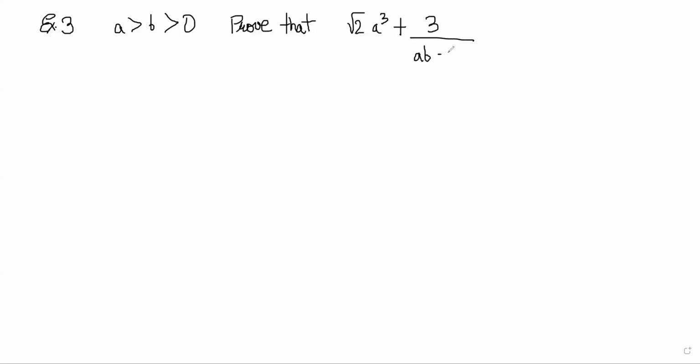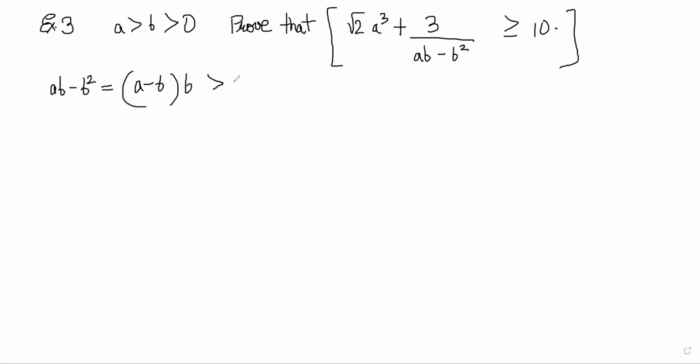Okay. In this one, we have A is greater than B is greater than 0. We have to prove that root 2 A cube plus 3 by AB minus B square is greater than or equal to 10. It looks weird, but it's actually a straightforward question. We have AB minus B square is equal to A minus B into B, which is greater than 0.